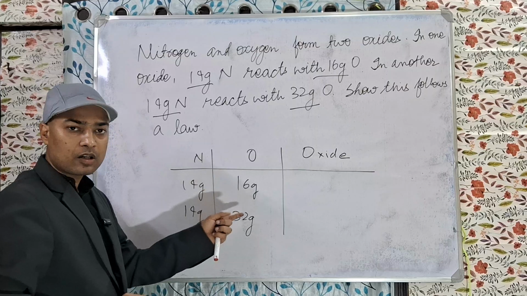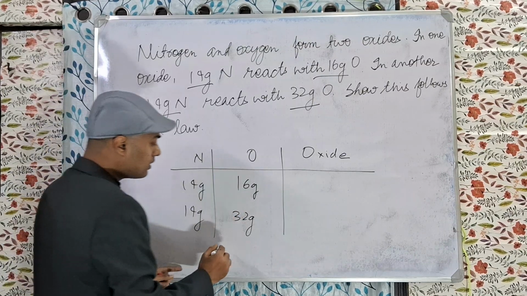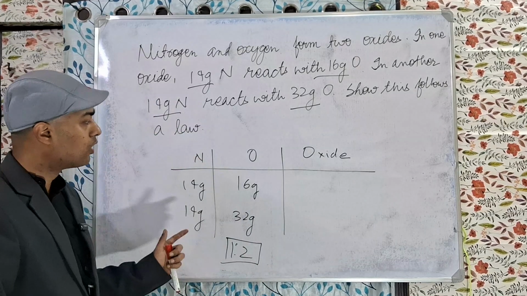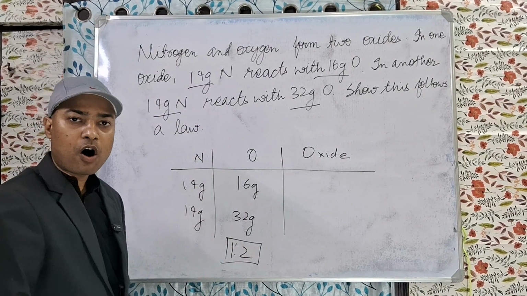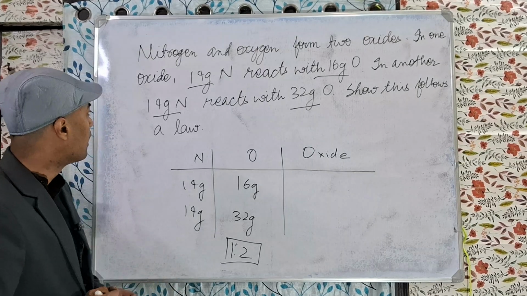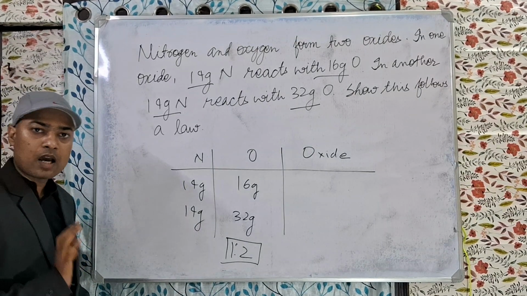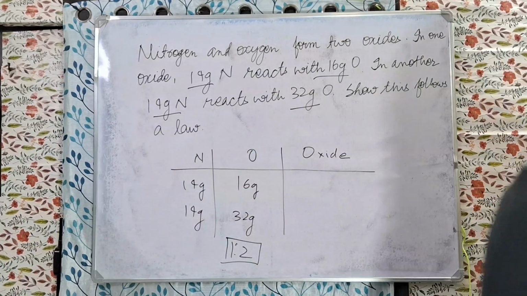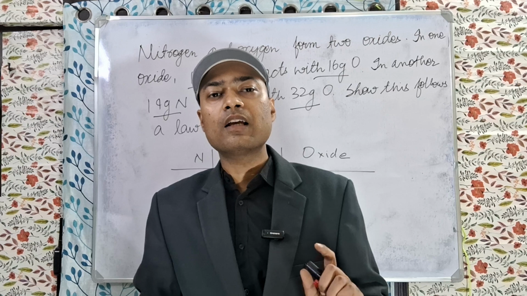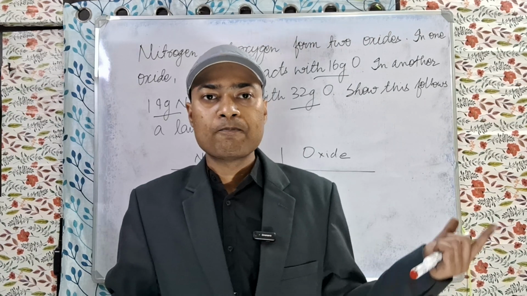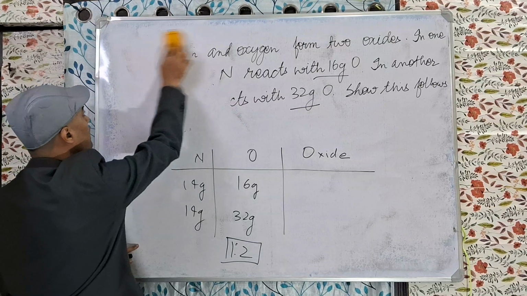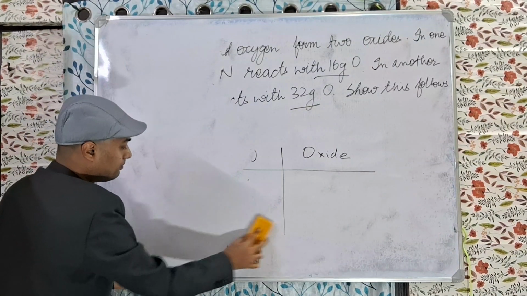What is varying is oxygen, to which we have to pay attention. Now it is in the ratio of what? 1:2, and this is a simple whole number ratio. So this follows the law of multiple proportion. I hope I am clear to all of you and you would have been able to solve it too. Now moving ahead, we have to read about two easy laws of chemical combination.